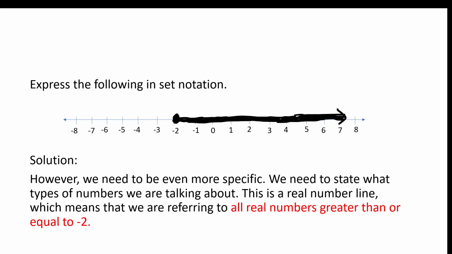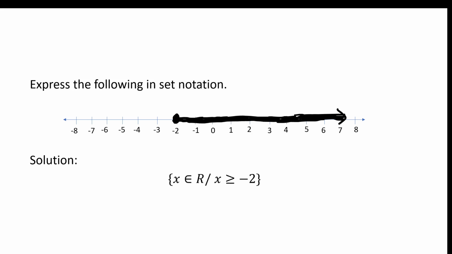So, like it says in the last sentence on your screen, this is a real number line, which means we're referring to all real numbers greater than or equal to -2. And the way we write that is as you see here. We write the set of, which is given by these two brackets in unison.